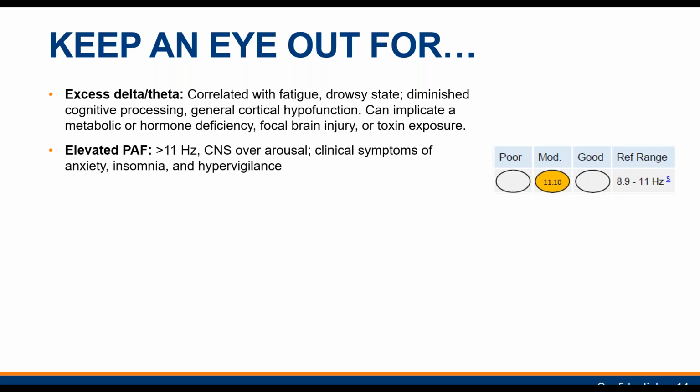Now, sometimes you'll also see an elevated peak alpha frequency. Remember, peak alpha frequency is the cognitive biomarker that's generally a reflection of cognitive capacity. When you see it elevated, higher or faster than 11 hertz, that's really representative of central nervous system over-arousal. So clinical symptoms of anxiety, insomnia, and hypervigilance are going to be related to this elevated peak alpha frequency. And that makes sense, right? If the brain is on fire and you have a lot of associated psychiatric symptoms that go along with that, you're going to see an elevated peak alpha.